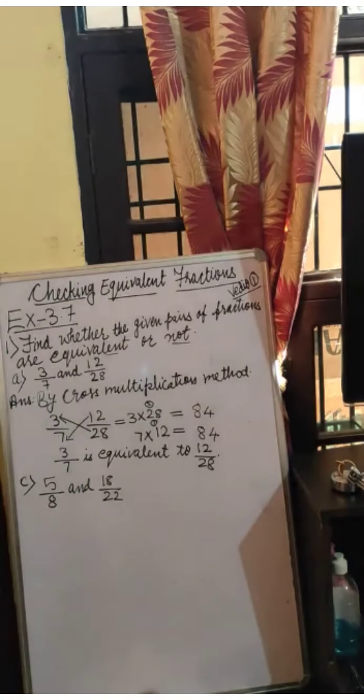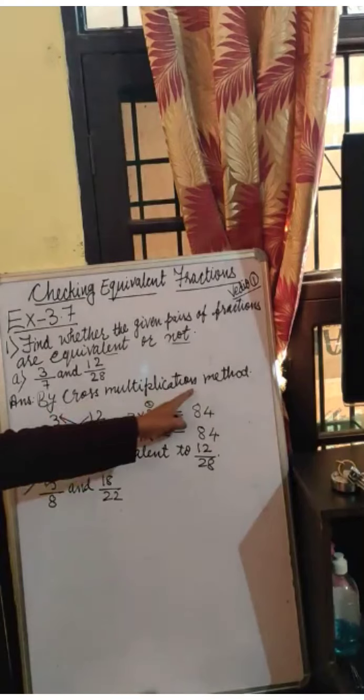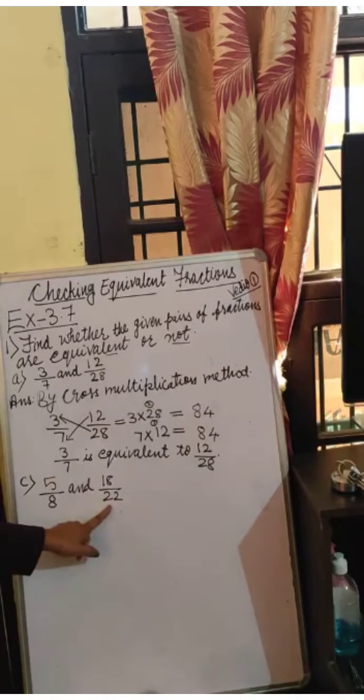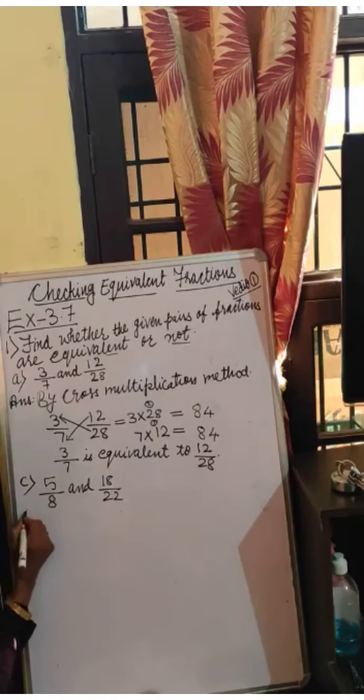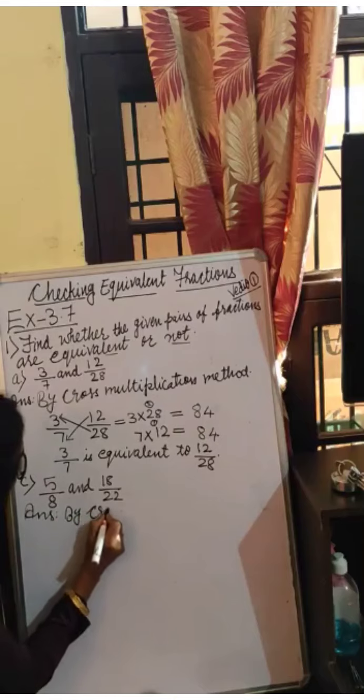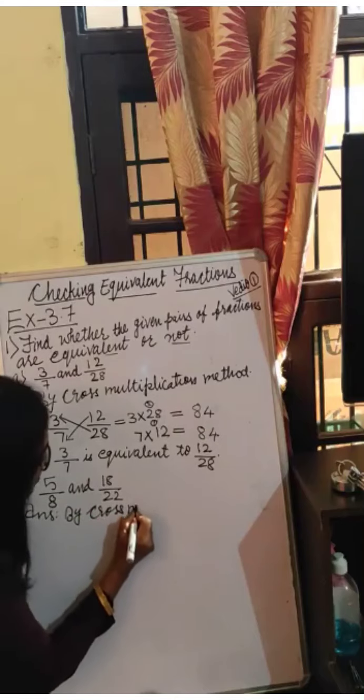How will you do it? The same method you will follow, the cross multiplication method. In the cross multiplication method, the numerator of the first fraction is multiplied to the denominator of the second fraction, and the numerator of the second fraction is multiplied to the denominator of the first fraction. So you will write here by cross multiplication.